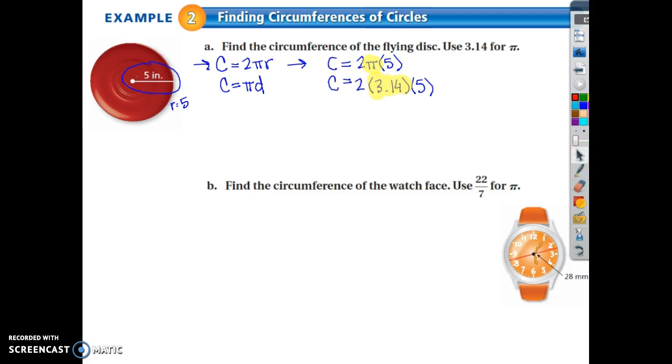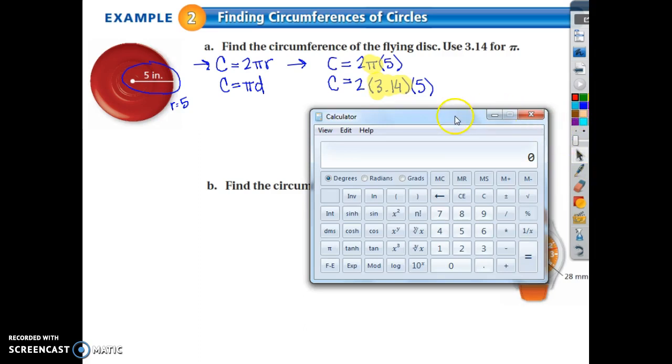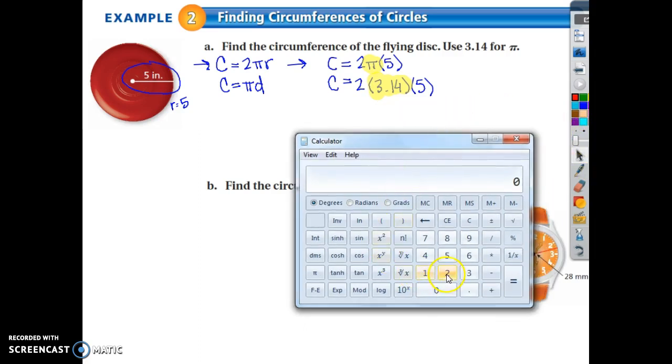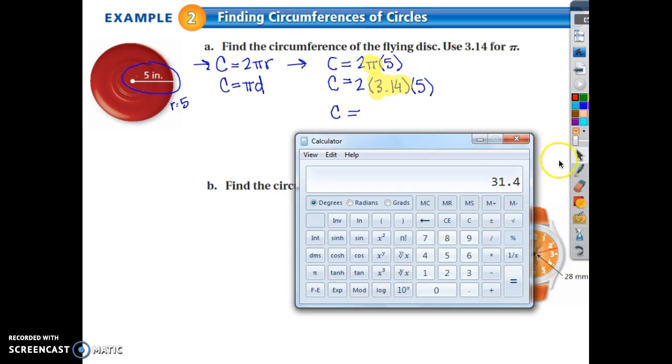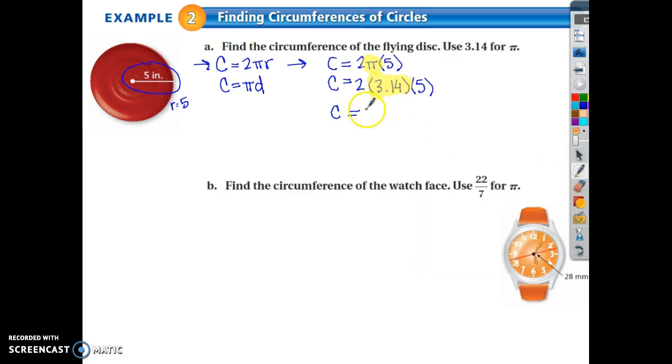Now from here, all we need to do is get out a calculator and do the multiplication: 2 times 3.14 times 5. I find that the circumference of this circle is 31.4, and my units, as seen in this picture, are inches.